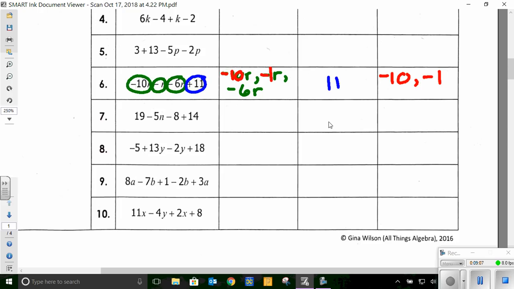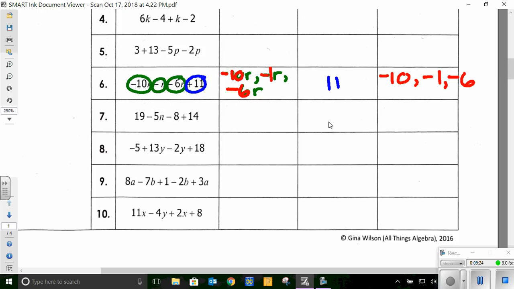If I had a plain old r, just r, it would be a positive 1 because there'd be no negative sign with it. My coefficient for negative 6r is the negative 6. That's my coefficient there. So I also have negative 6. There were 3 coefficients that we had there.